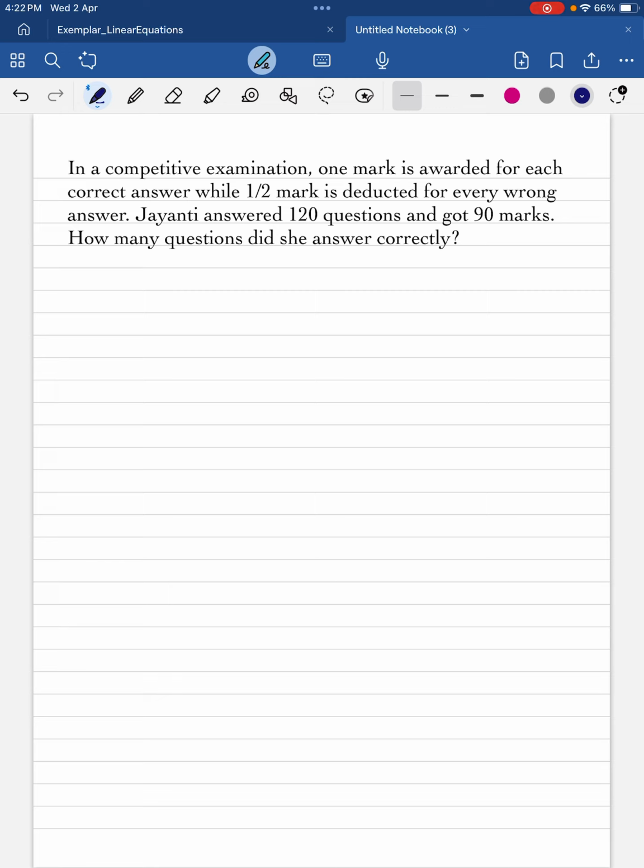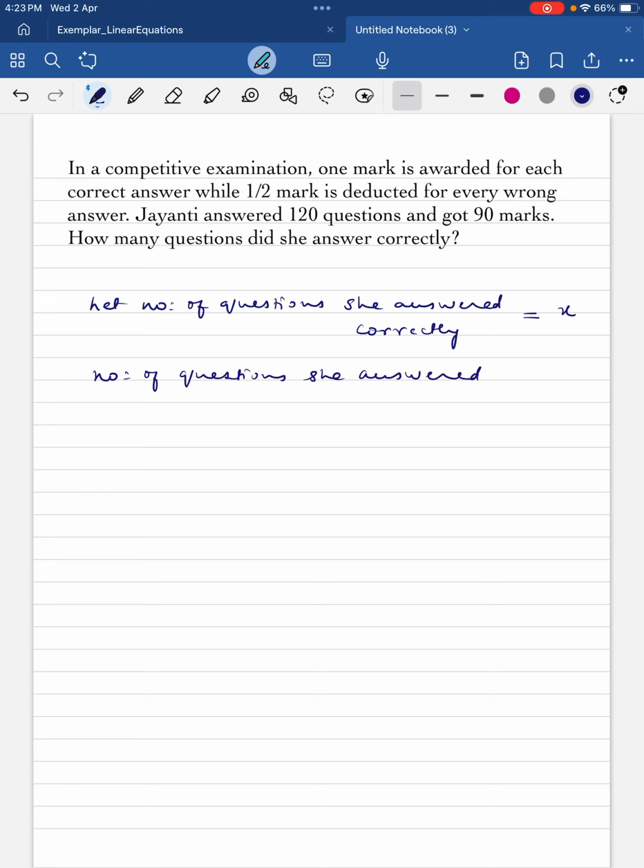Okay, so here let us assume the number of questions she answered correctly as x, and the number of questions she answered incorrectly or wrongly, I'm taking as equal to y. Now she has totally answered 120 questions.